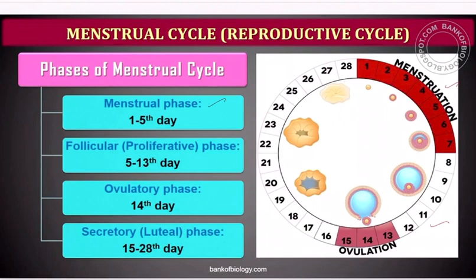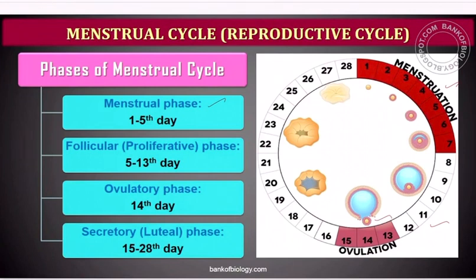Follicles will start developing. Remember, we said the primary follicle, secondary follicle, tertiary follicle, Graafian follicle. Remember when we were talking about the anatomy of the ovary. During this duration, the 5th to 13th day, the various follicles will be formed and then ovulated.